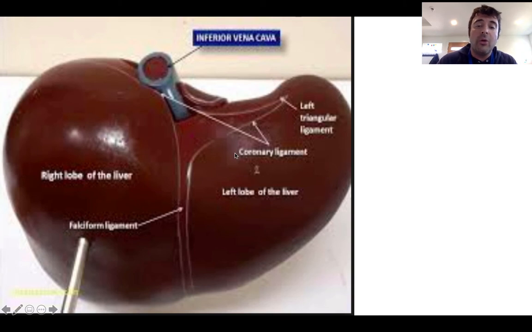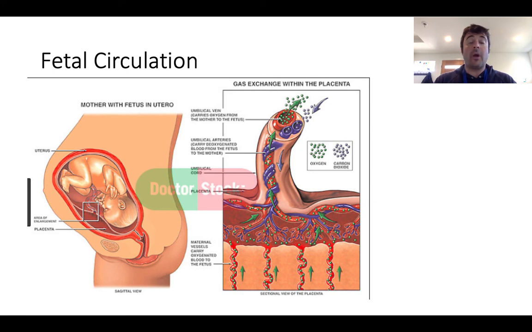You have a huge amount of blood flowing through the liver, and if there are any blockages in blood flow or bile flow, the liver will actually swell, and you can feel that. So now we get into fetal circulation, and I want to put fetal circulation into context for you.